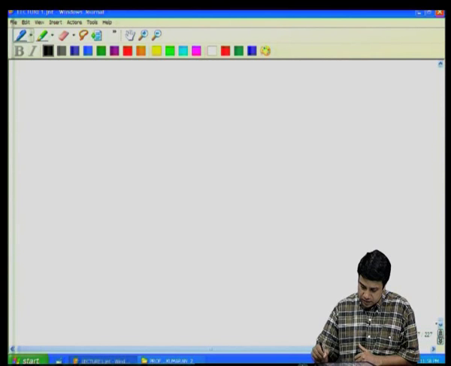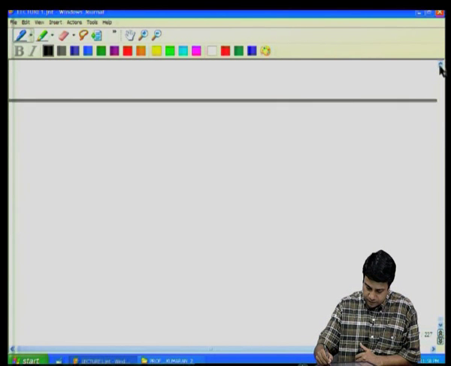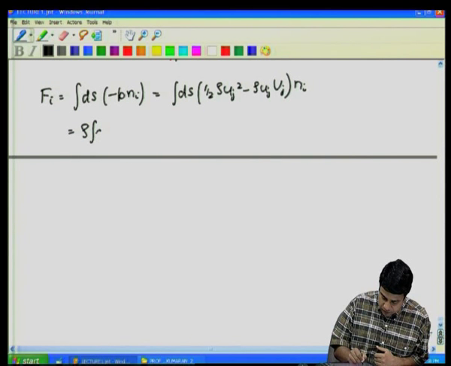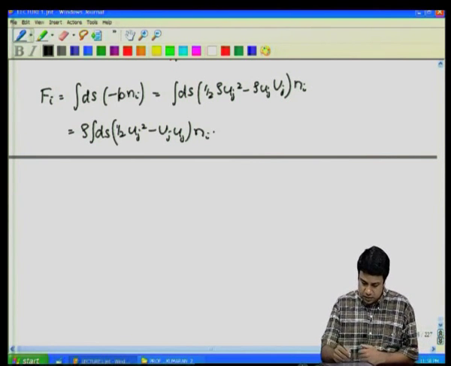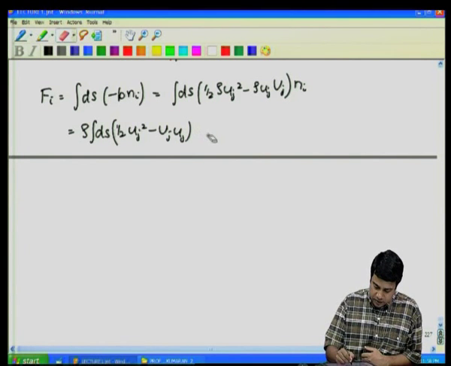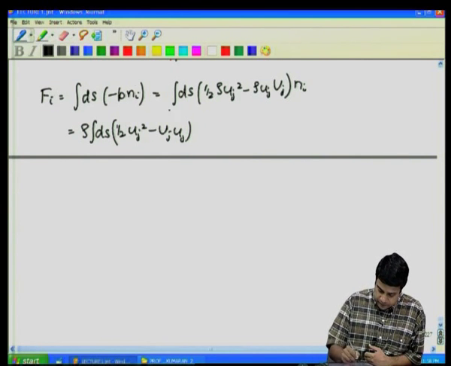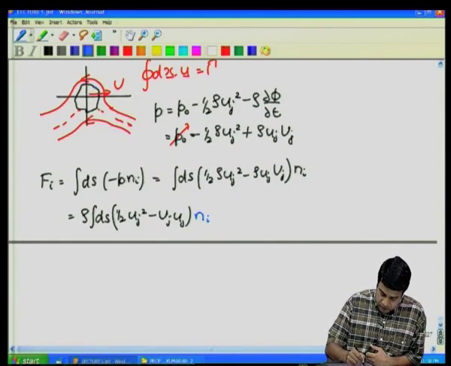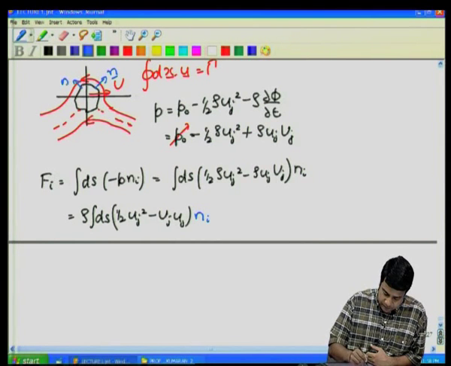And I will simplify this a little bit to write this as rho times the integral over the surface of half u_j squared minus u_j U_j, times n_i. Note that this unit normal n_i, as defined here, is the outward unit normal to the object.